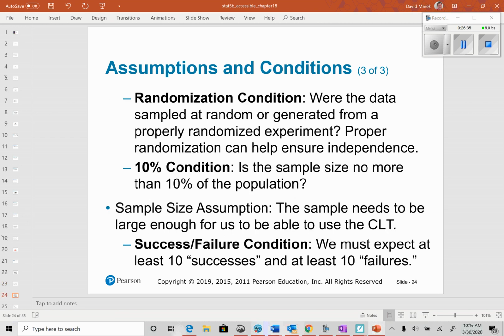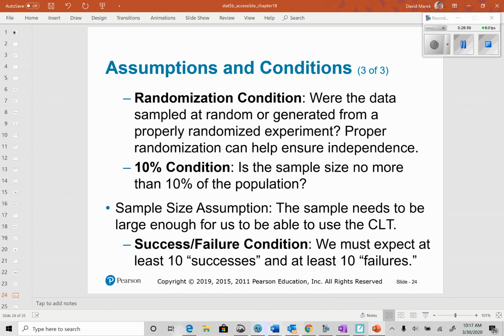Were the people chosen at random, or again, if you're doing some kind of an experiment, tossing coins or whatever, are they generated randomly? Okay. The 10% condition: is the sample size no more than 10% of the population? Again, that goes back to sampling without replacement, like a deck of cards.